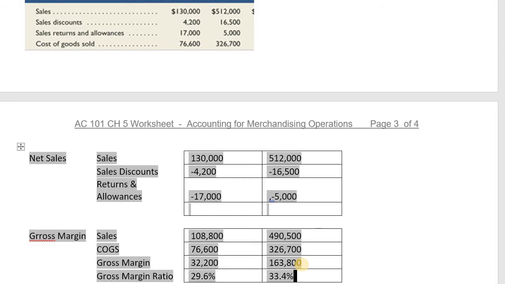Now, I would say if these two companies are in the same industry, Company B is probably doing a little better. Either their prices are a little higher or their cost of goods sold is a little better because their gross margin is 4 points higher, and that's a big deal on $500,000.